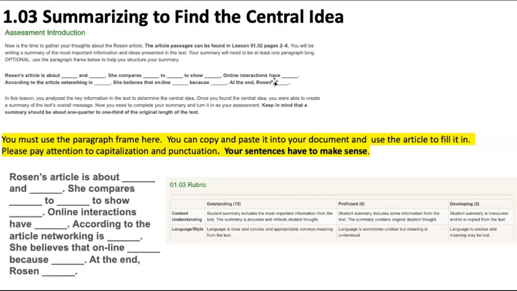We need to make sure that we avoid plagiarism at all costs, guys. This needs to come from your head. A summary is retelling the most important facts of a story in your own words, not copying and pasting them from the text. So that is your assignment for 1.03. After you work your way through your Buzz lesson, get this completed and get it submitted. Thank you.